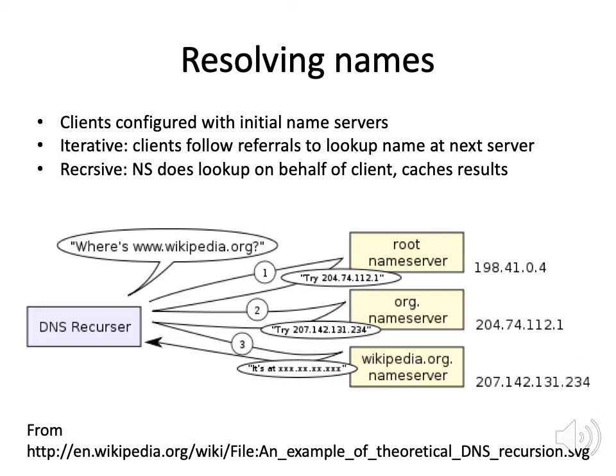So the DNS recursor then goes to the .org name server and says, can you help me with www.wikipedia.org? And it will say, I can't help you, but try going to address 207.142.131.234 and ask that domain name server. Finally, the DNS recursor will go to the wikipedia.org name server and say, can you tell me about www.wikipedia.org? And it will say, oh yeah, this is at address xxx.xx.xx.xx. So this is an iterative, or recursive, lookup where we start at the root and work our way down, and we get referrals at each stage to tell us who we should consult next.